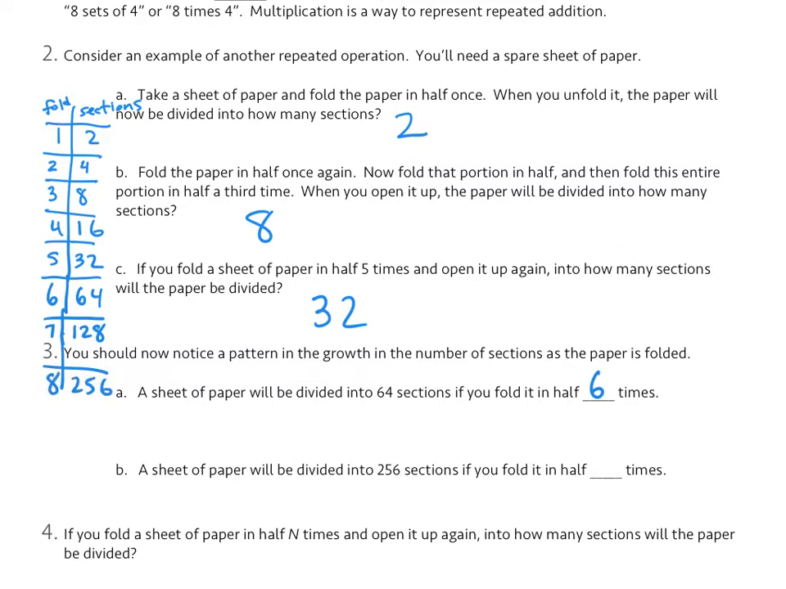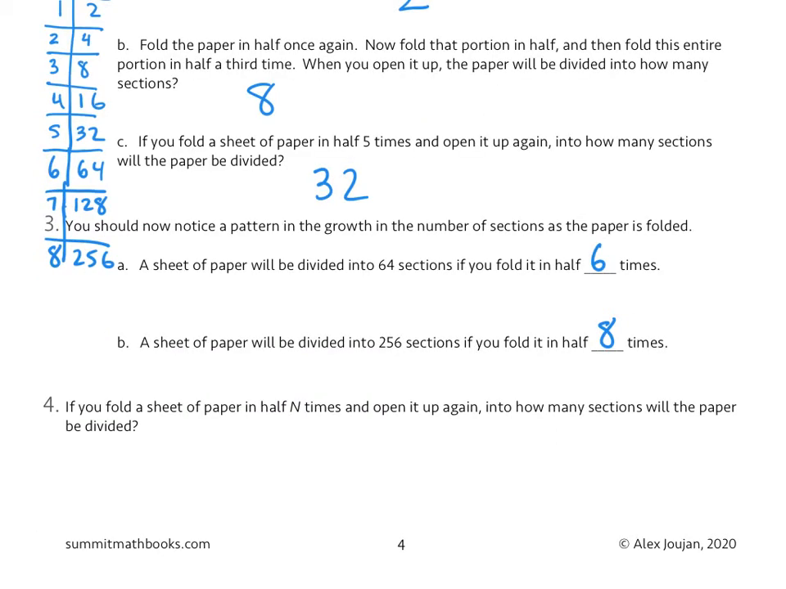So 8 folds would be 256 sections. Number 4, if you fold a sheet of paper in half n times and open it up again, into how many sections will the paper be divided? Let's look at all these numbers here. 1 went with 2, and then 2 goes with 4.